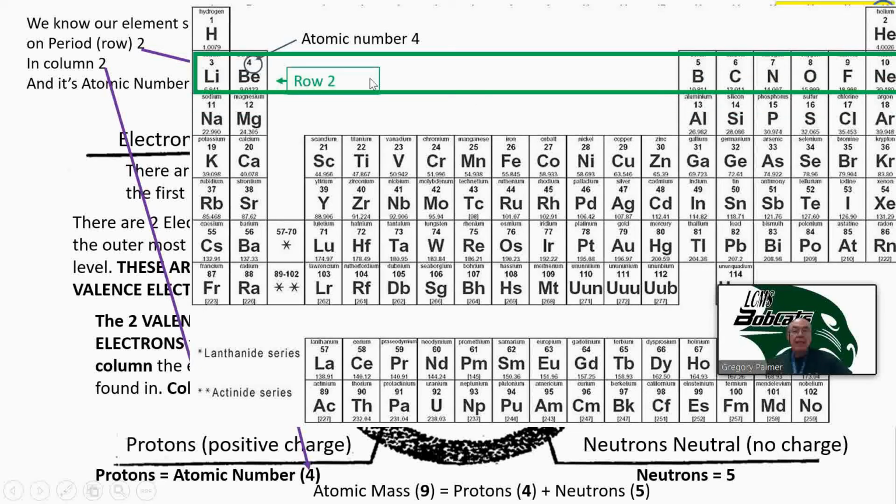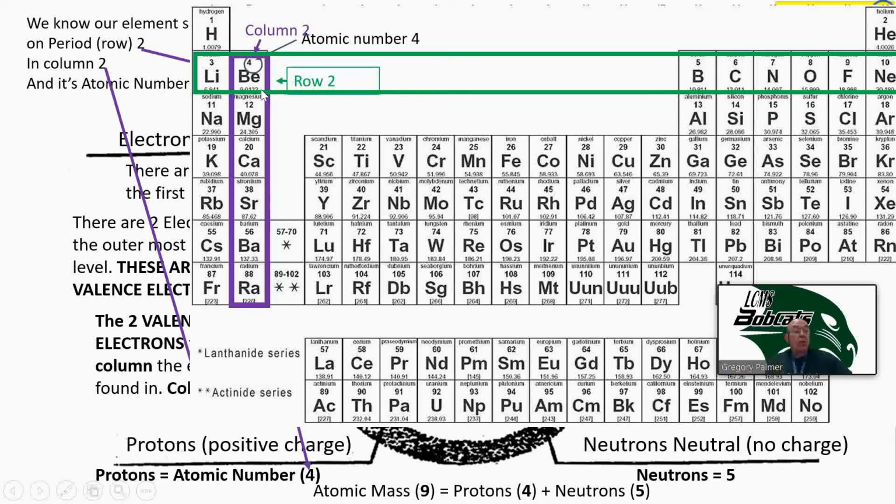So here we see it is on row 2, just where we thought it would be because of the 2 energy levels. We also see that it's in column 2. The columns go up and down. So this is column 1, and this is column 2 right here. And there we find it, right here where the 2 meet. Okay, where column 2 and row 2 meet, right here. And we see that it is beryllium.